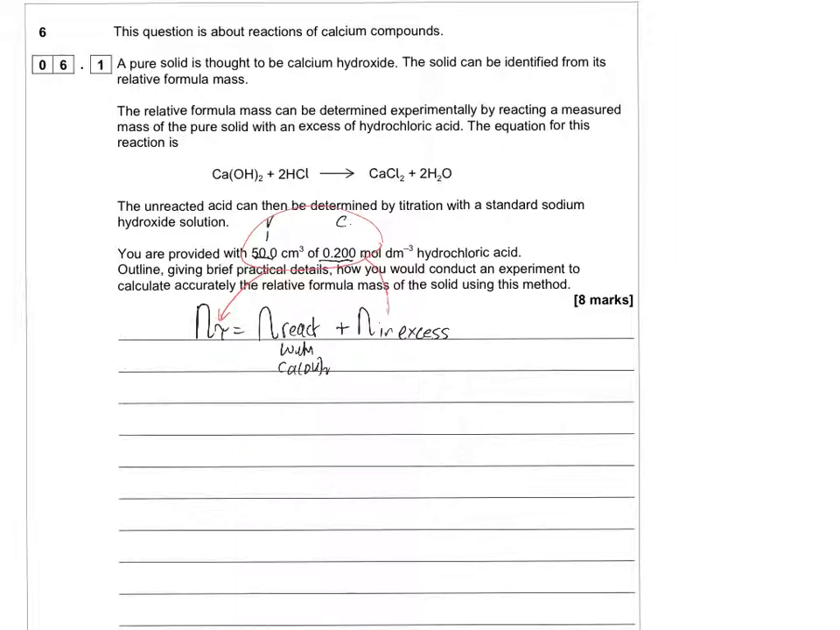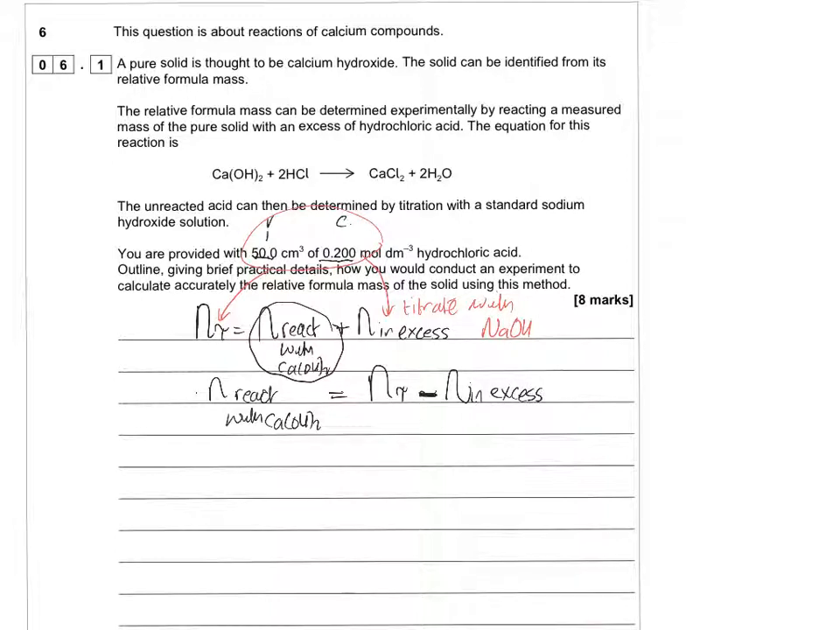We know the moles in excess because the way we can find that is we can titrate it with sodium hydroxide. And therefore, if we now rearrange this equation, the number of moles in total, so the number of moles that are reacting with the calcium hydroxide, is equal to the total number of moles take away the total number of moles in excess.